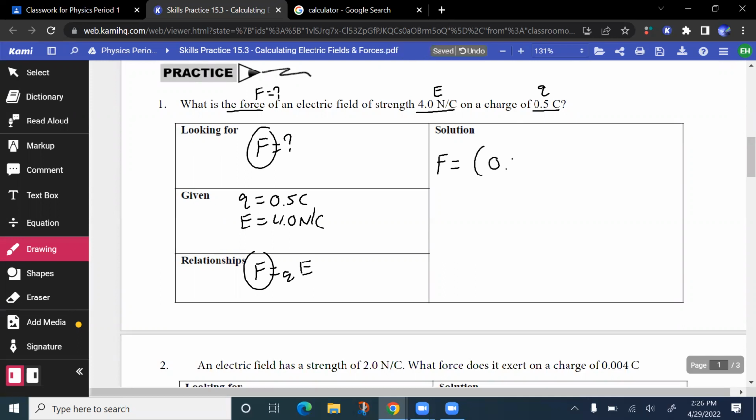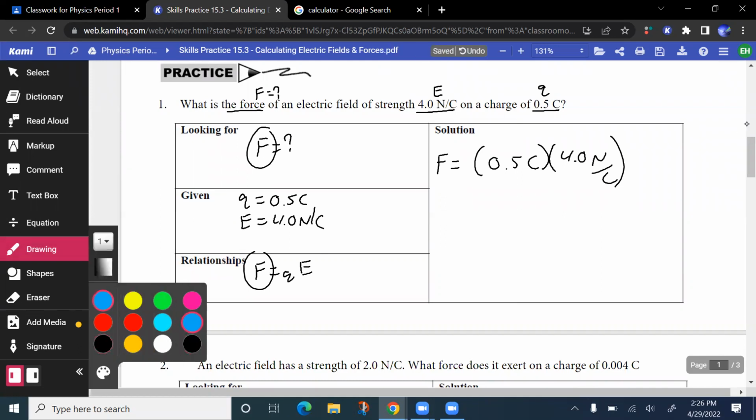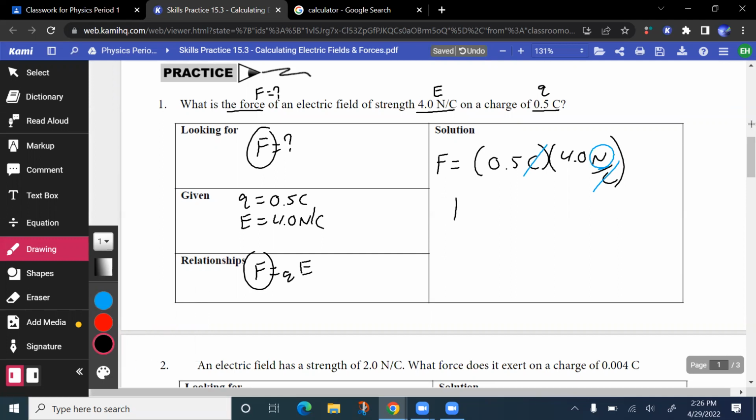Charge is half a coulomb. The electric field strength is 4 newtons per coulomb. And you can see when I write it like this, the unit of coulomb cancels and the unit of newton is what is left over, in which we get a half times 4 would be 2 newtons of electric force.